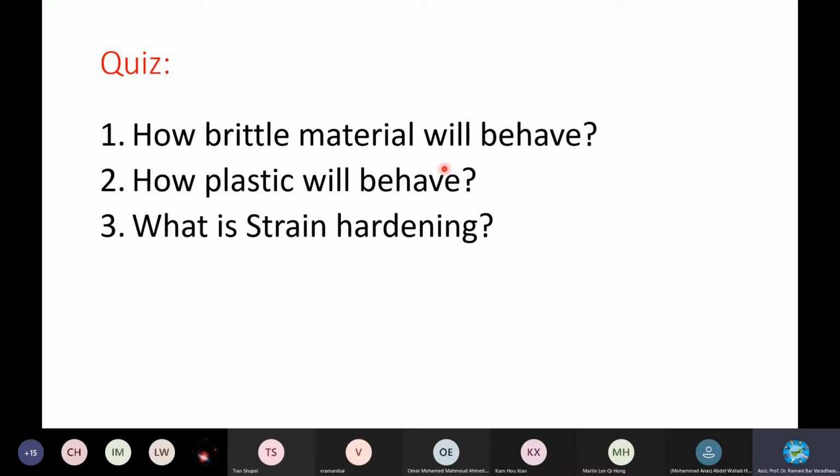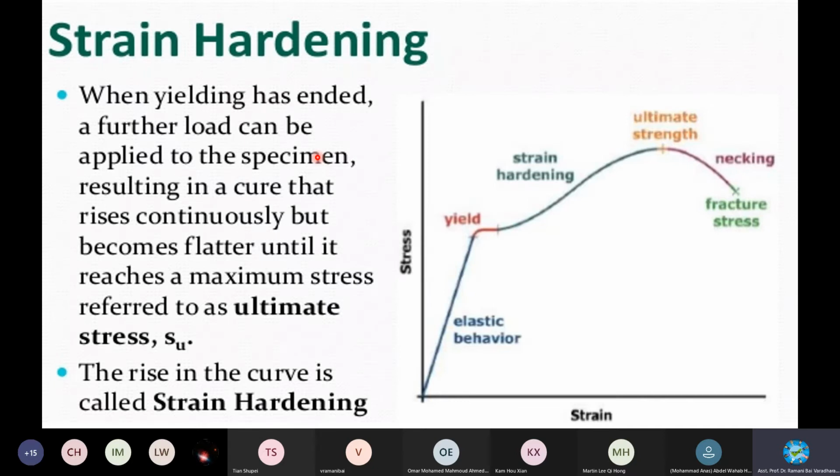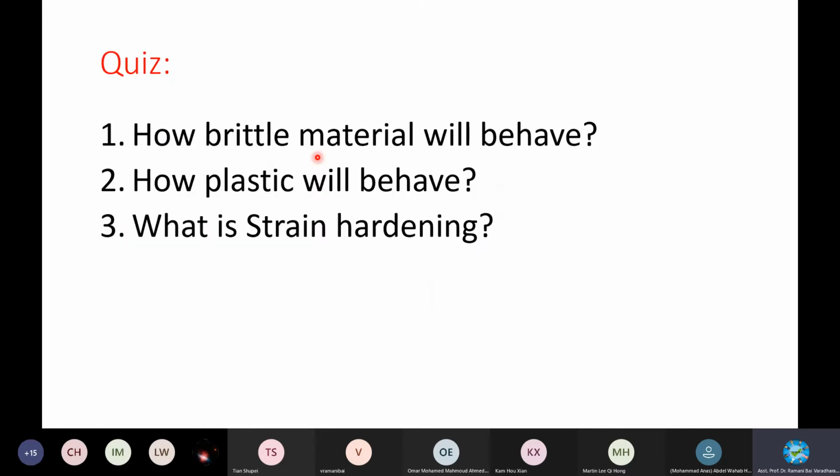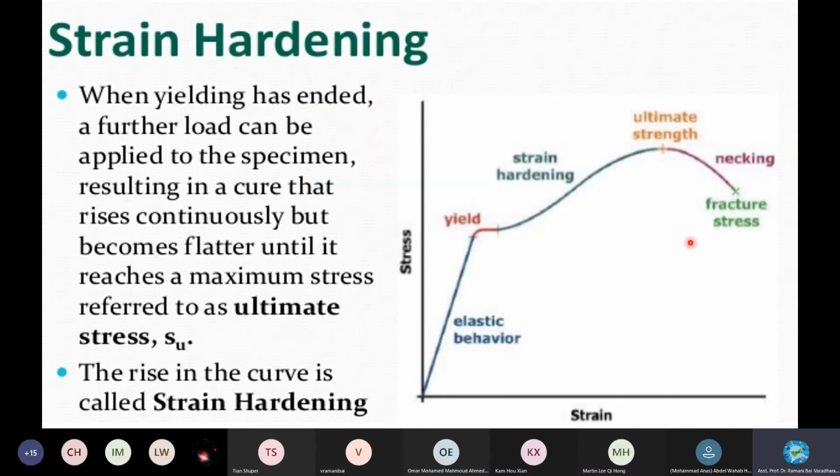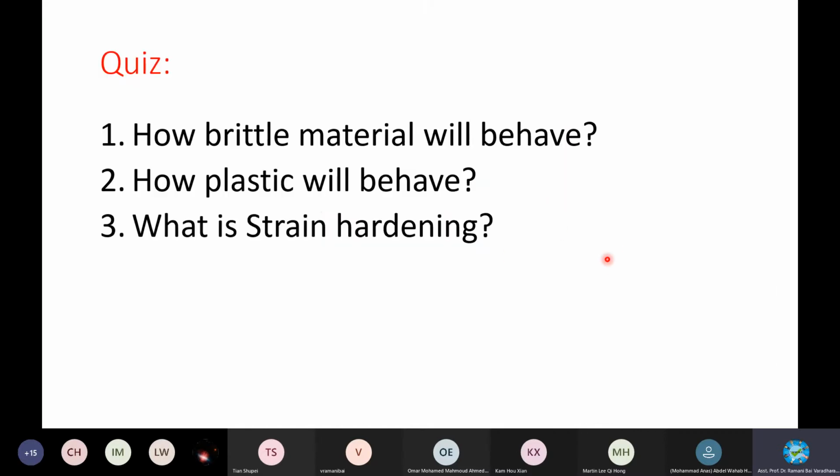It will be brittle, right? So just now we saw the mild steel behavior, right? This is the full behavior of the mild steel. Then you have to differentiate between ductile material and brittle material. How will plastic behave? These are other questions again. This is all for mild steel and ductile material, right?